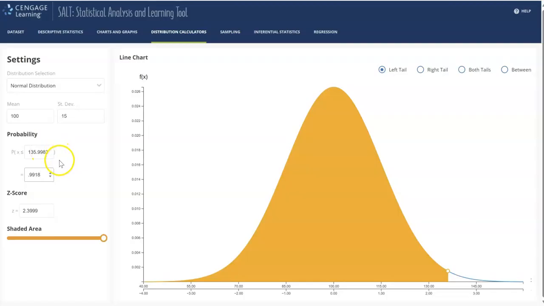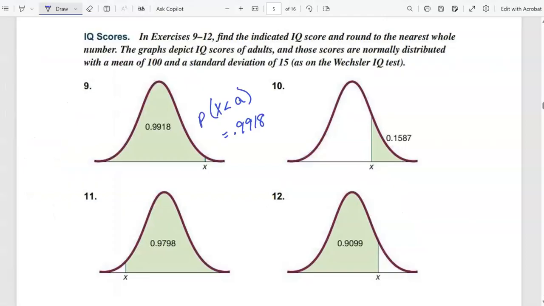Type that in, and we'll get our X value here. Our X value is about 135. So this would be 135. There's your cutoff score. Okay, if we look at number 10, we could do the same thing. This is greater than.